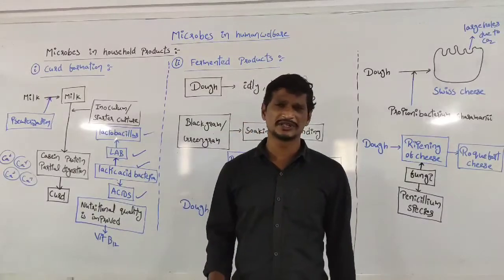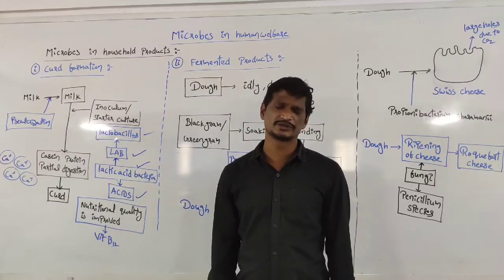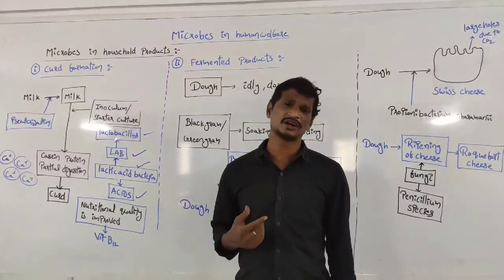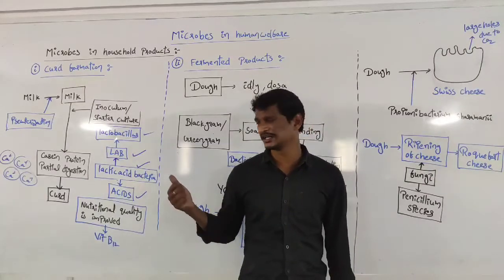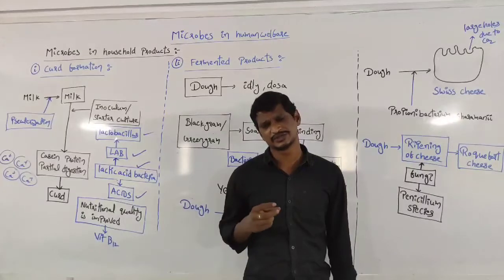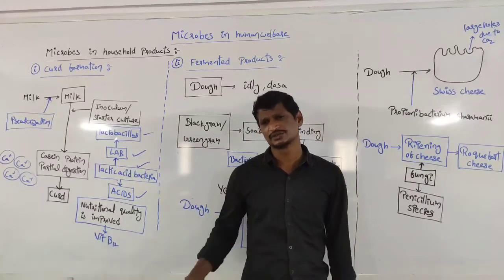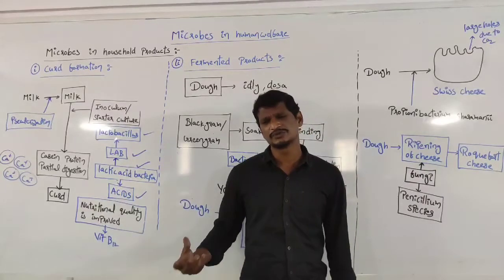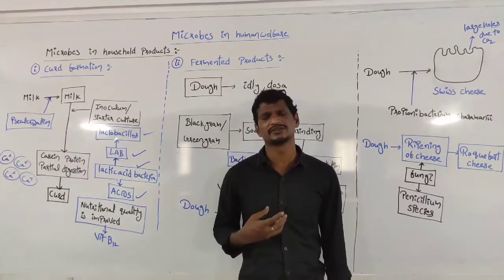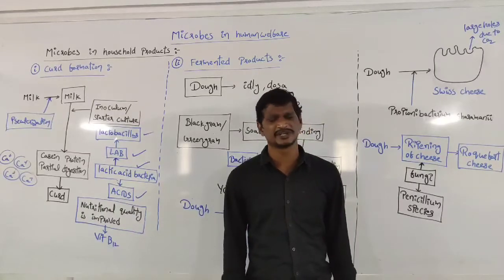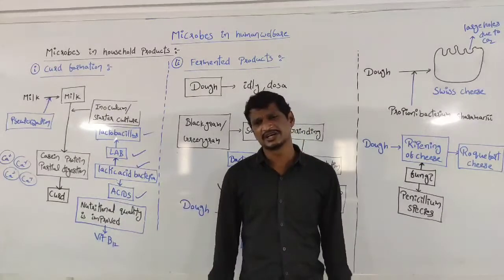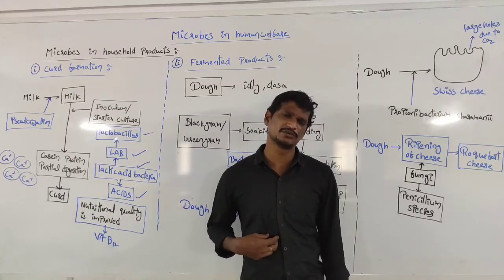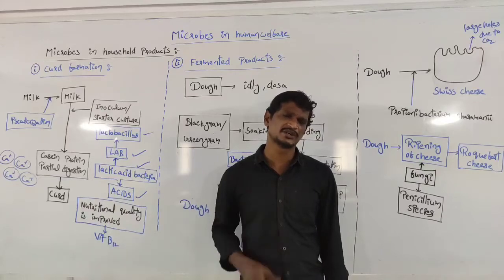Not only that, there are some other beneficial effects for human beings. LAB increases the nutritional quality of the curd. So how is the nutritional quality increased by LAB? Vitamin B12 synthesis. Vitamin B12 is synthesized by LAB within the curd, so when we eat the curd, we get that vitamin B12. Not only this, there is also Escherichia coli, E. coli, which is always present inside the human body, especially our intestine.